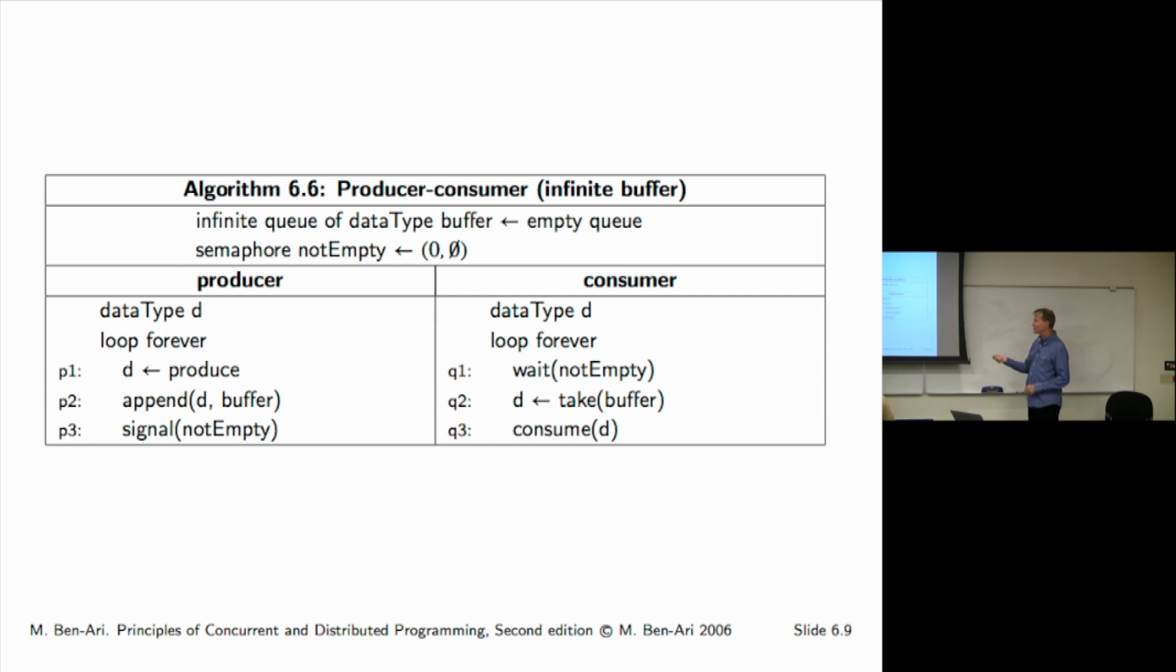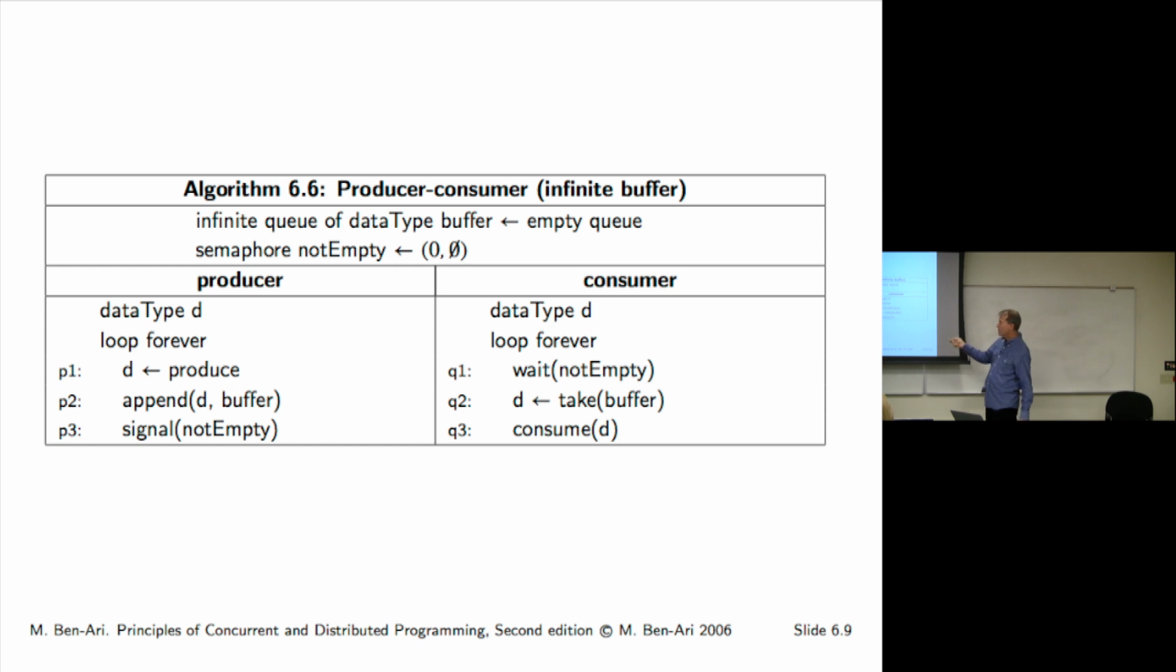Here is algorithm 6.6. And look how easy it is. Now, the value of the semaphore has meaning in this particular application. What does it say? Semaphore notEmpty. And what is our semaphore value initialized to? Instead of 1, it's initialized to 0. And look what happens. We have a producer that's looping forever, and we have a consumer that's looping forever.